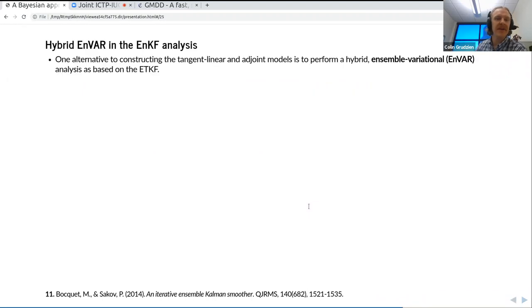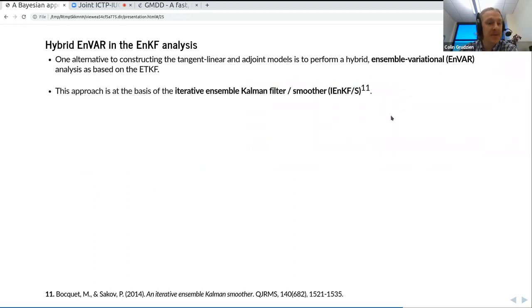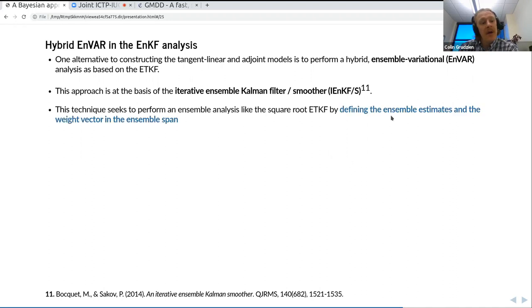But having seen now the incremental 4D-Var approach, one alternative to constructing the tangent linear and adjoint models is to perform a hybrid ensemble variational, or EnVar, analysis based on the ETKF that we saw earlier. This approach is at the basis of the iterative ensemble Kalman filter of Sakov and others, and the iterative ensemble Kalman smoother of Bocquet and Sakov, where this technique seeks to perform an ensemble analysis like the square root ETKF by defining the ensemble estimates and the weight vector in the ensemble span.